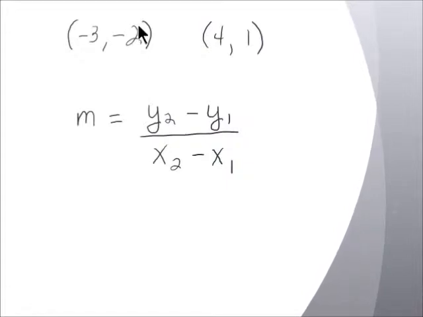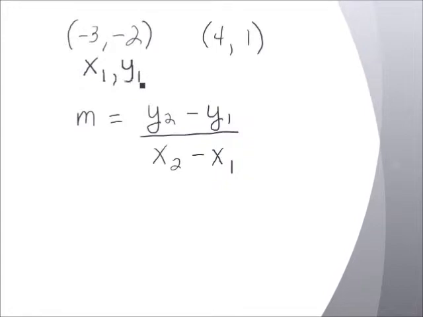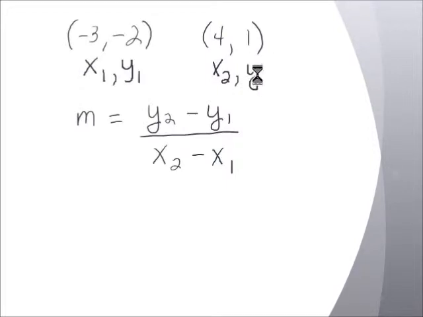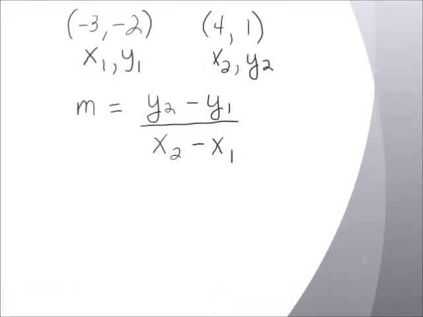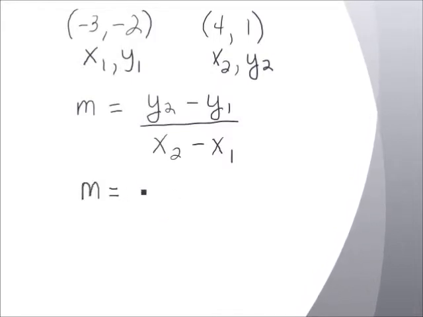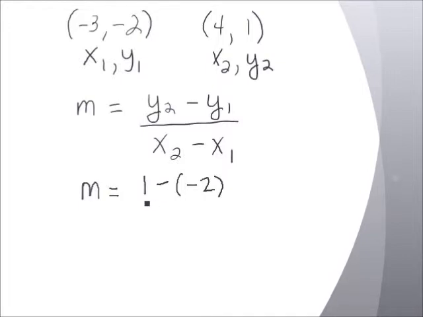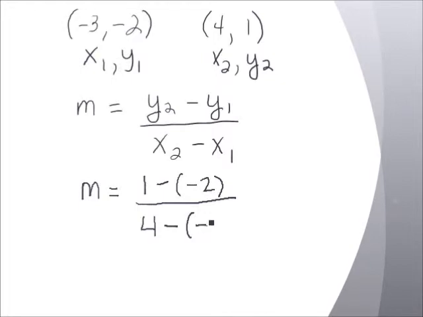It helps to label our points like this. -3, -2 is x sub 1 and y sub 1. The point 4, 1 is x sub 2, y sub 2. Now that we have identified and labeled our 2 points, let's substitute the values into the slope formula. We say m equals 1 minus -2 divided by 4 minus -3.